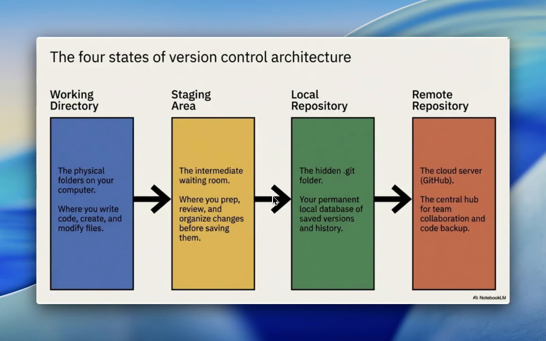within the team. The four states of version control architecture: working directory, the physical folders on your computer where you write code, create, and modify. The staging area, the intermediate waiting room where you prepare, review, and organize changes before saving them. Local repository, the hidden .git folder, your permanent local database of saved versions and history. Remote repository, the cloud server. GitHub, the central hub for team collaboration and code backup.